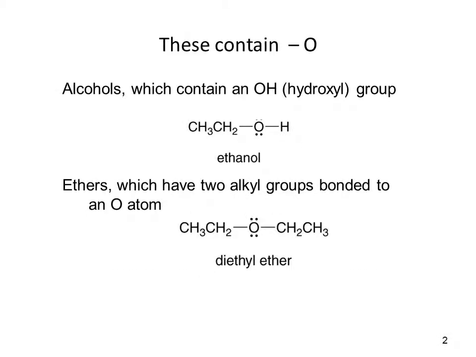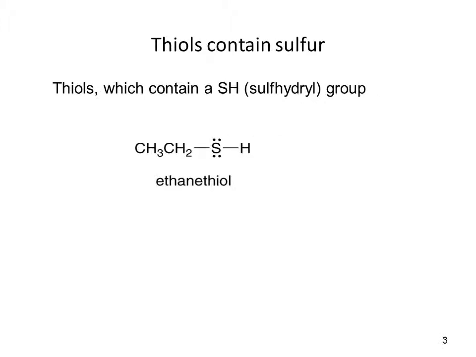Alcohols contain oxygen, and what they have in them is a functional group that is the hydroxyl group, or as many of you would term an OH. Ethers have an oxygen with 2 carbons attached. Thiols look just like an alcohol, but instead of an oxygen, there's a sulfur.